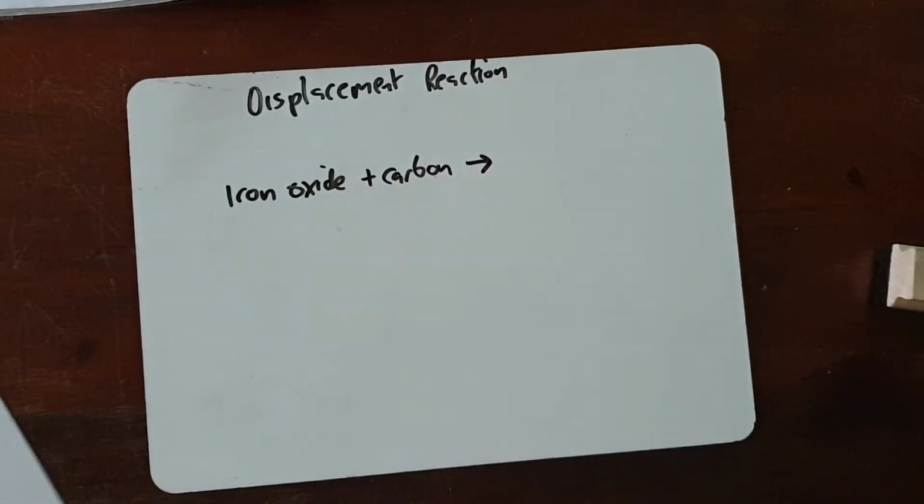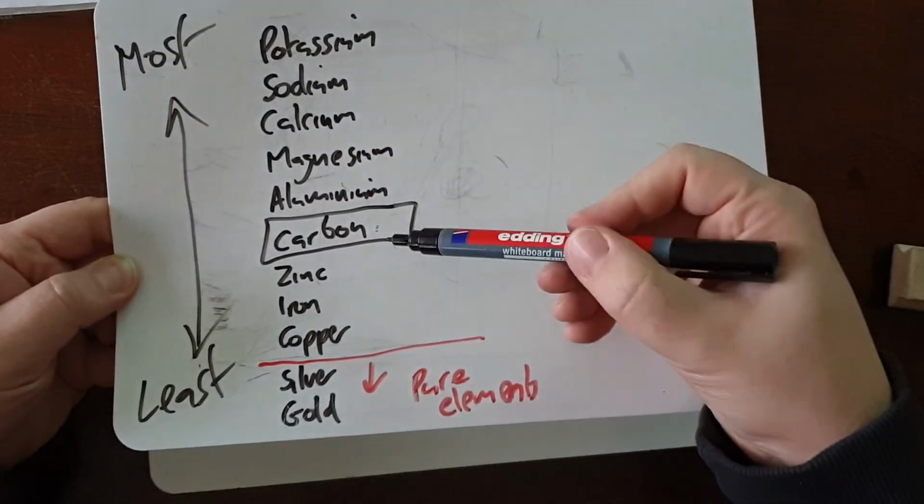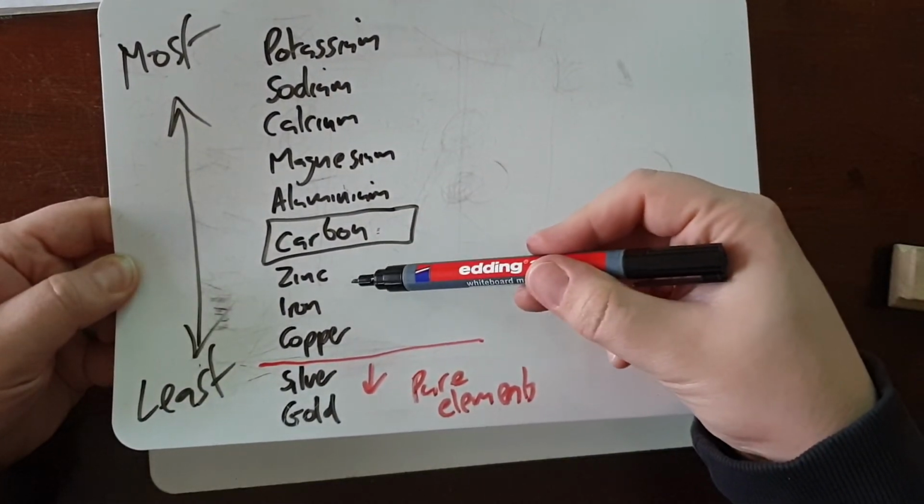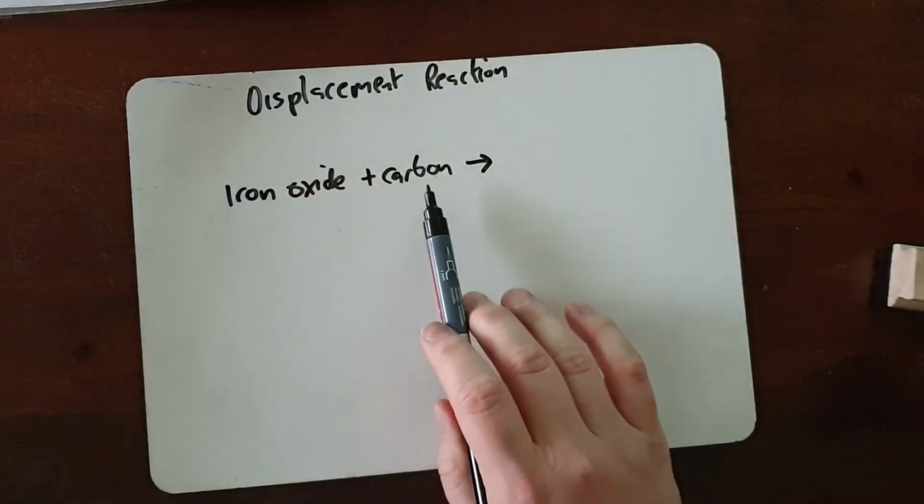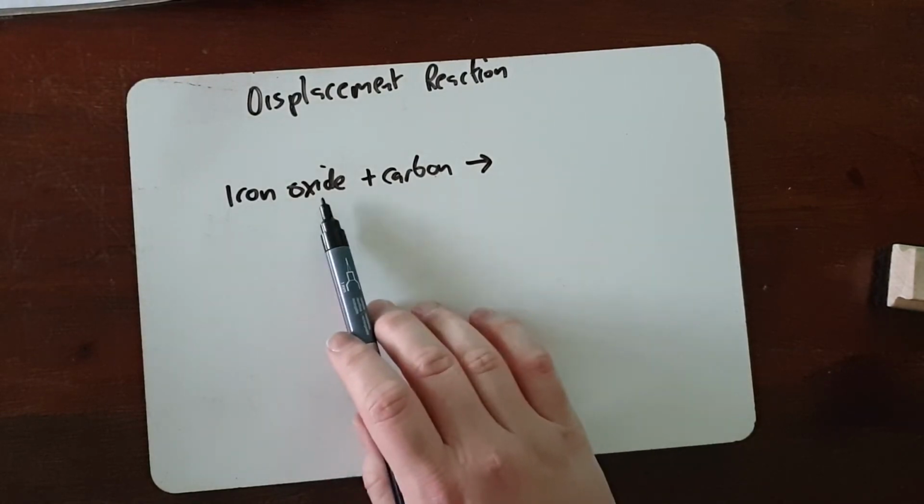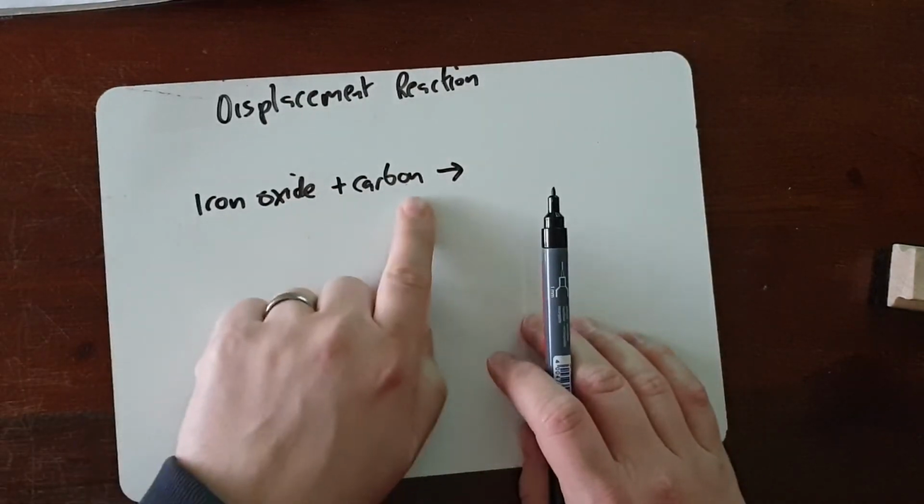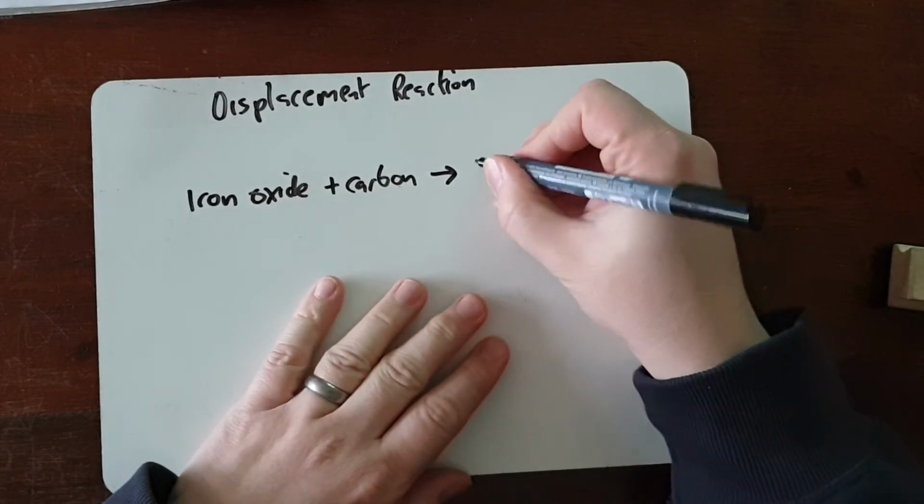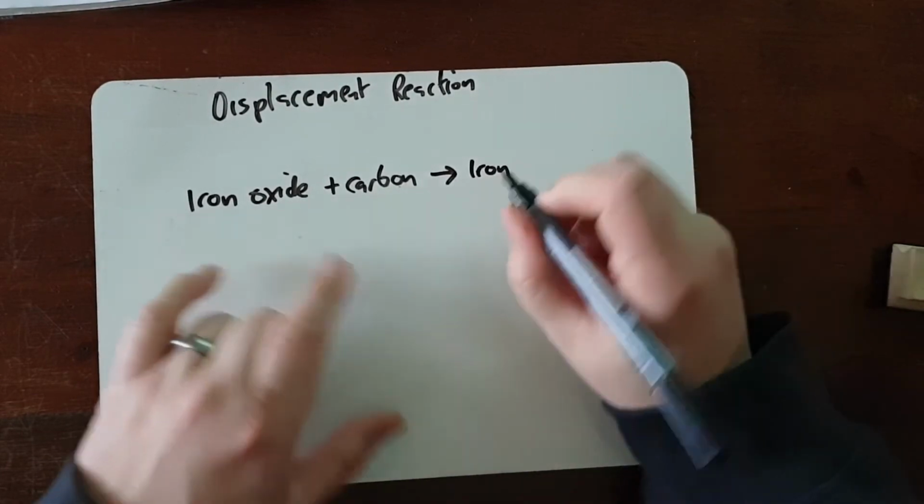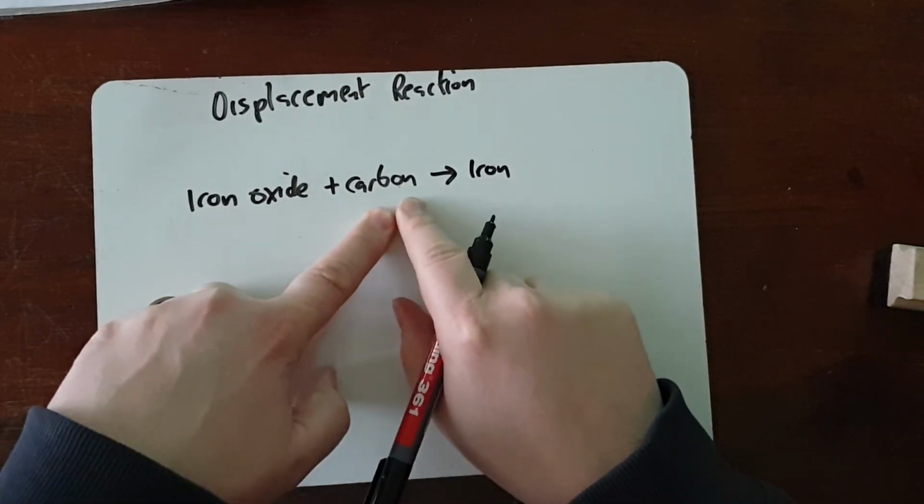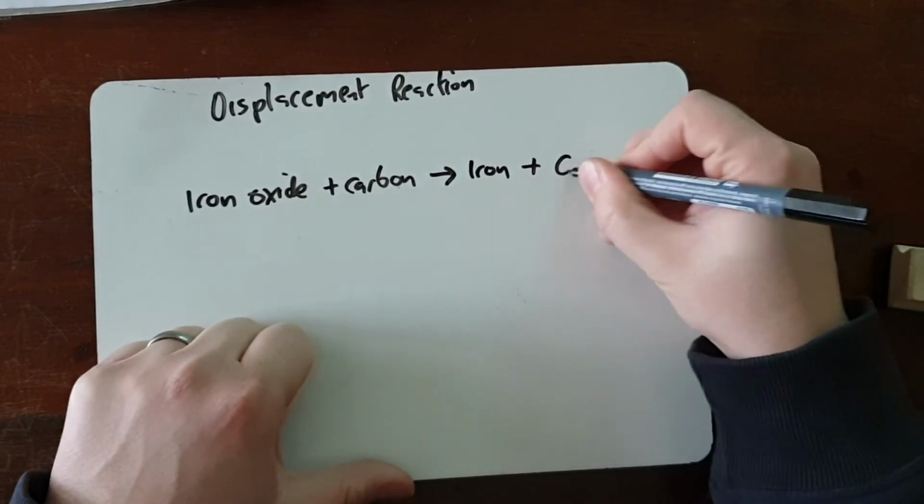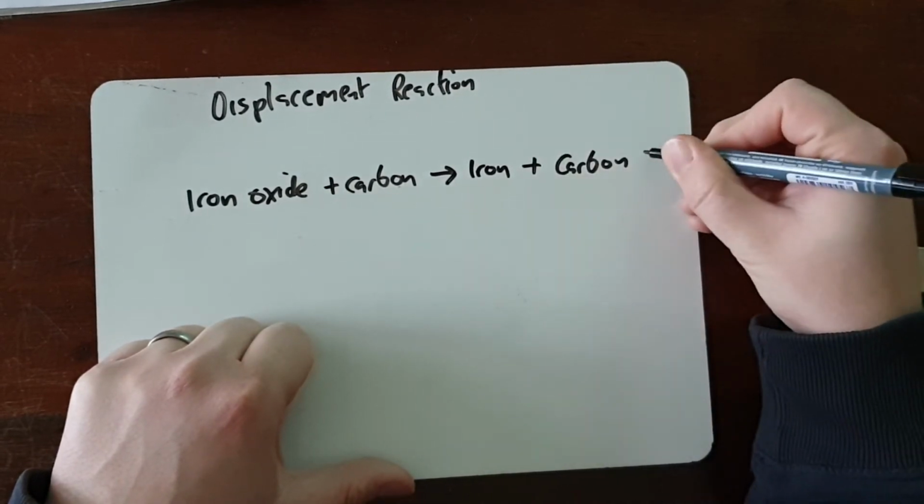So if we look here, carbon is more reactive than iron, which means because the carbon is more reactive than iron, it is going to steal the oxygen away. So the carbon steals the oxygen away. So we end up with iron on its own because that's been stolen. So we get iron and carbon dioxide.